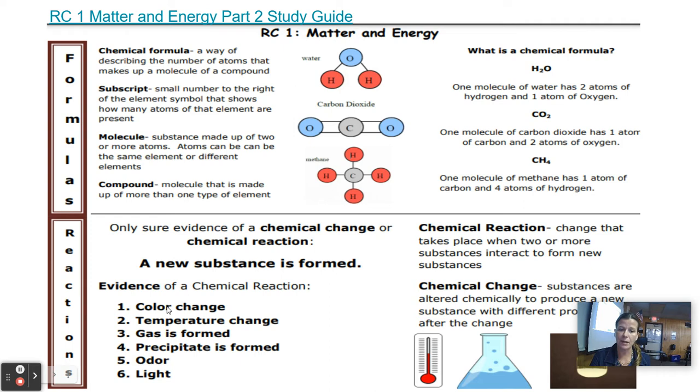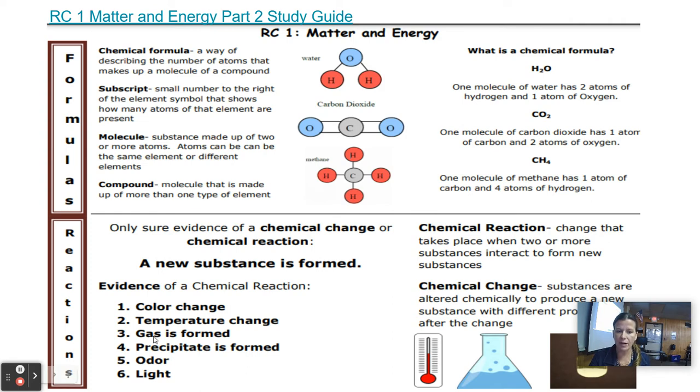So, for example, if you have something that's clear and then it comes up as being pink, you understand a color change has occurred, so a chemical reaction also occurred. It is a new substance. An increase or decrease in temperature. Anytime a gas is formed, now indication, remember, gases are odorless and colorless.